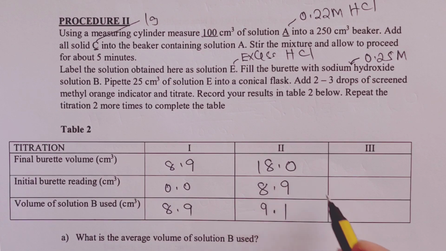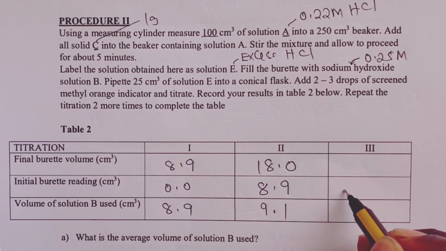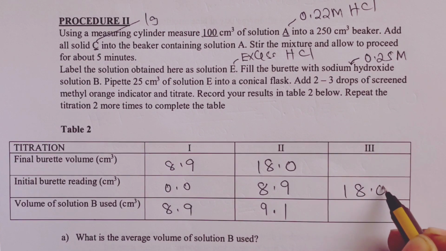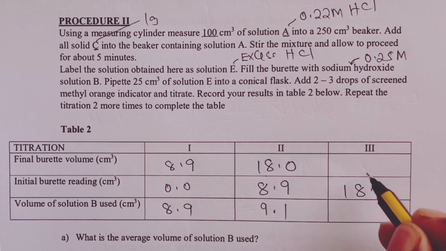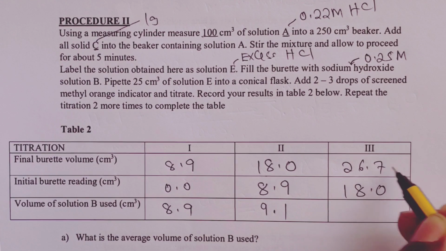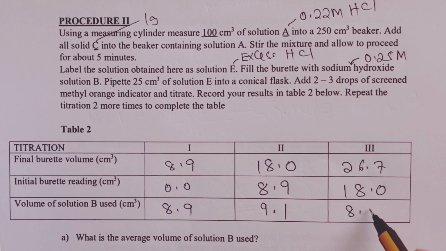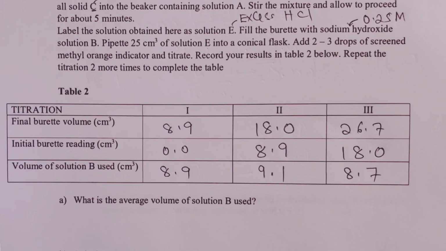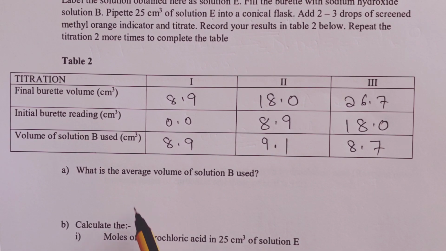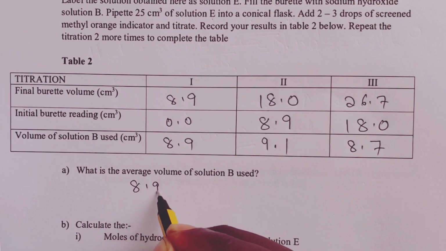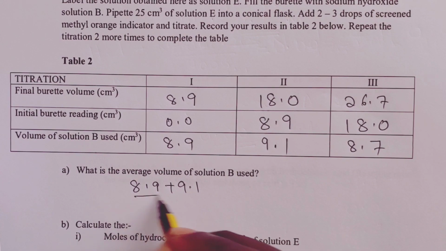Again, we still have some solution B in our burette. So even for experiment 3, we can afford to proceed from where we stopped experiment 2. So we start at 18 and we end at 26.7, giving us a volume of 8.7. Again, these are 2 sets of values that can be averaged, but for our calculations, let us use the first 2. So for the average volume of B used, we should go for 8.9 and 9.1 over 2.